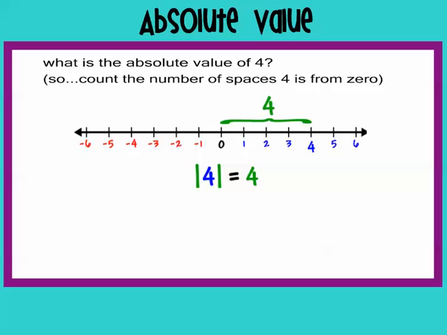What is the absolute value of 4? Well, we're going to take a look at the number line and simply count the spaces from 0 to 4. And if you look, you'll see that there are 4 spaces. So the absolute value of 4 equals 4. Please take note of the symbols that we use to represent absolute value. We have a pair of vertical bars, one in front and one behind the number that we're considering.